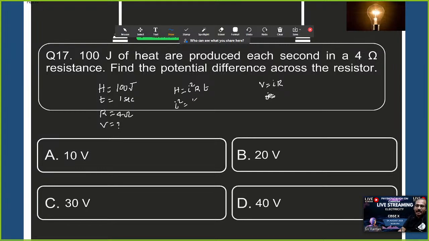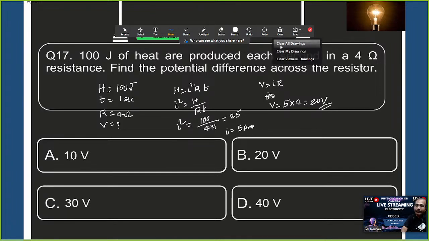So I square is equal to H by RT. So H value how much? 100 by 4 into 1, which is 100 by 4, which is 25. So I square is equal to 25. I is equal to 5 amperes. Now what they're asking from us? Electric potential difference. So V is equal to I value 5 into R value 4, which is 20 volts is the right answer. So exactly we can get the answer if we follow the proper method.